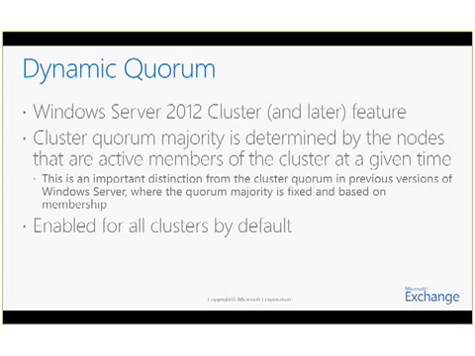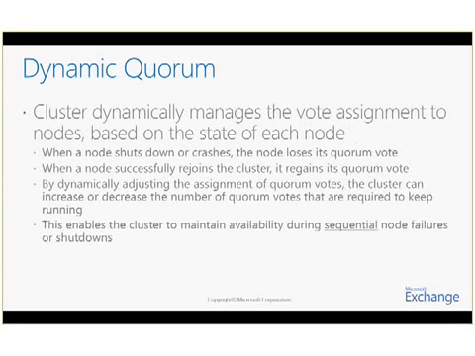Now, in Exchange 2013 running on Windows Server 2012, that's no longer the case. Now, when a server goes down, Dynamic Quorum has the ability to remove that server's vote and then dynamically adjust the number of votes needed for quorum based on that outage. Now, this is a feature that is enabled by default, so it's on all clusters. It is there under the hood, behind the scenes, doing this work and changing the way that quorum is managed. And in fact, now the cluster is basically managing vote assignment based on the state of each node. If a node crashes, or if it's shut down or turned off, it loses its quorum vote. If it successfully rejoins the cluster, it regains its vote. And so this allows the cluster to increase or decrease the number of votes that are required to keep running based on the servers that are actually up and functioning at any given time.